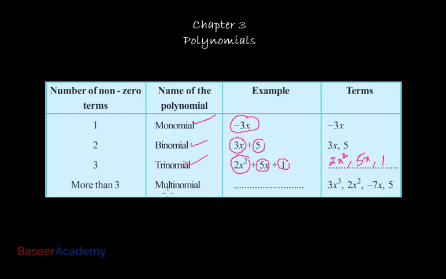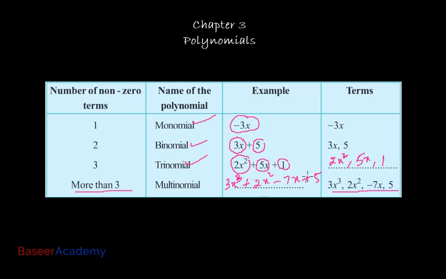Multinomial: if it has more than three terms, we name it as a multinomial. So if these are the terms given, what could be the multinomial here? 3x cube plus 2x square minus 7x plus 5. This is a multinomial because it has more than three terms. How many terms are there?